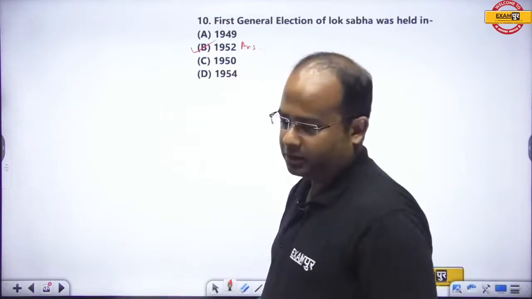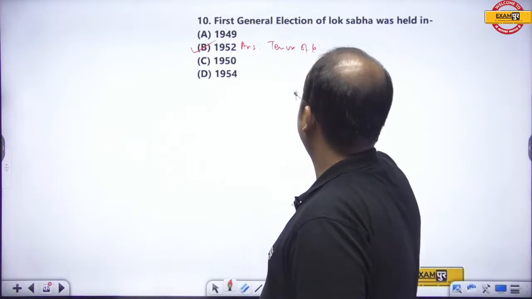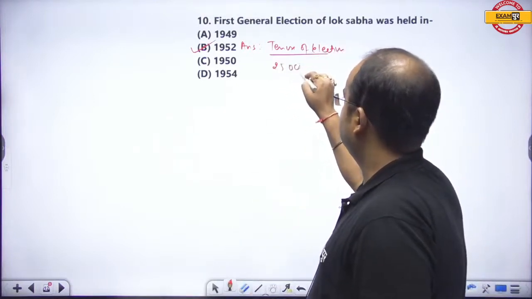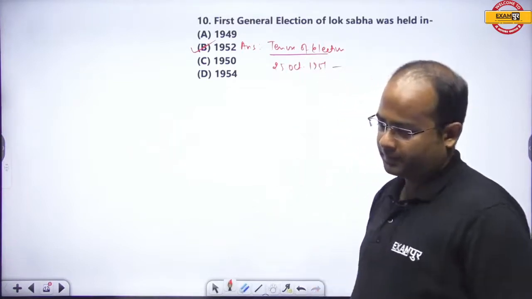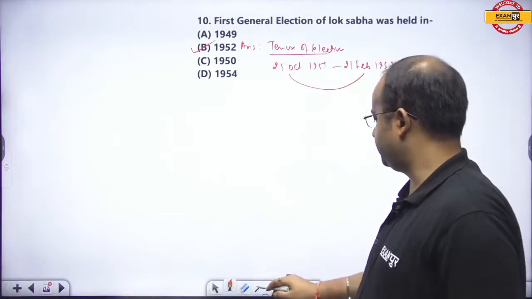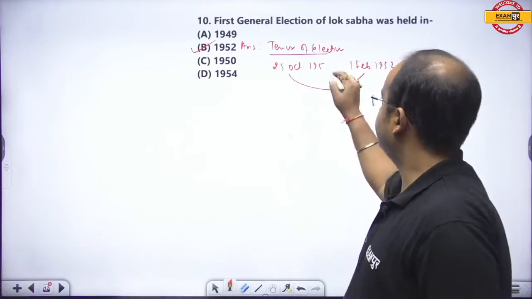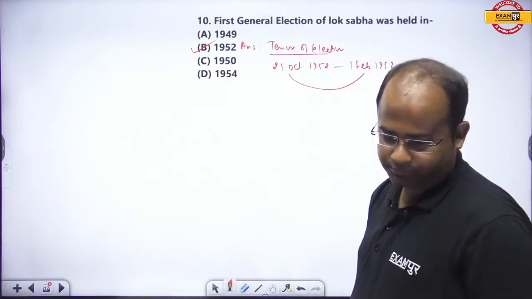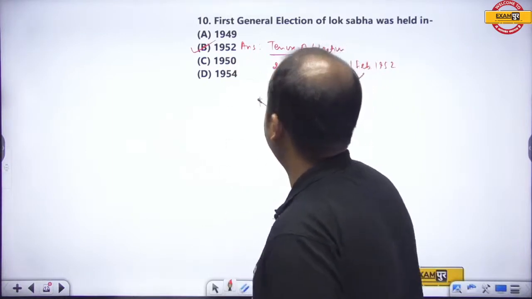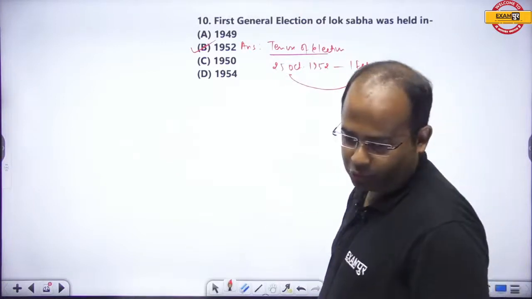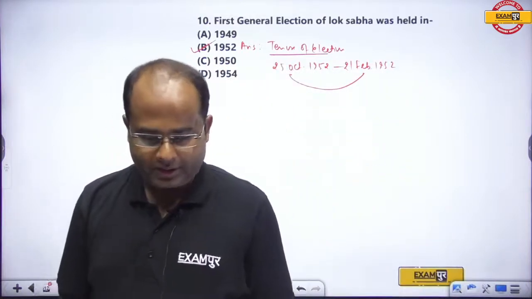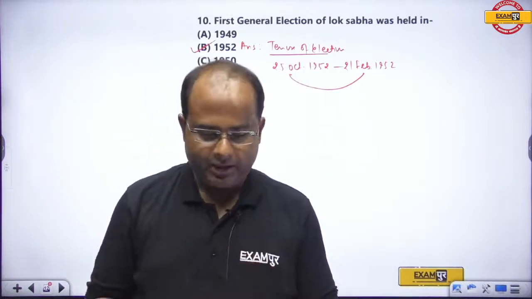Now the tenure of the first election was from 25th October 1951 to 21st February 1952. So October 1951 to February 1952, this was the time of election. So this is the term. So guys, the correct answer will be option B. It was announced on 25th October to 21st February. It is 21st February, not 1st February, 21st February. Okay guys, so the correct answer will be option B, that is 1952.